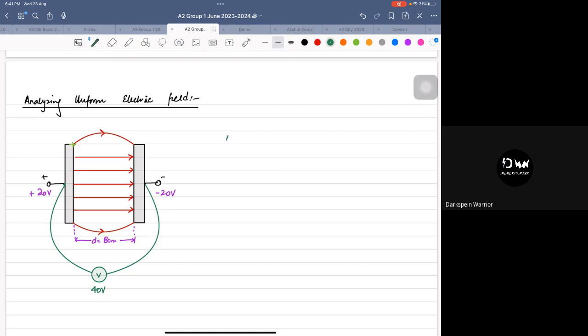Let me write it down as well. The change in potential is always taken as, because it's a scalar quantity, the bigger value minus the smaller value. Always remember that. In vectors, we do final minus initial. In scalars, bigger minus smaller. So it will be positive 20 minus negative 20, which gives me positive 40 volts. Or just 40, it doesn't matter if it's positive or negative.